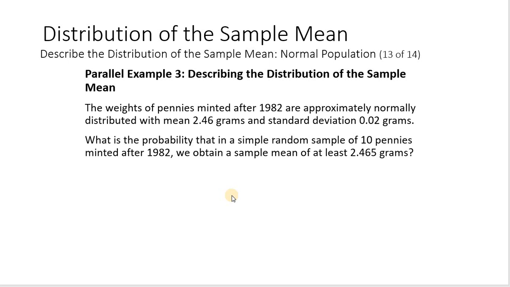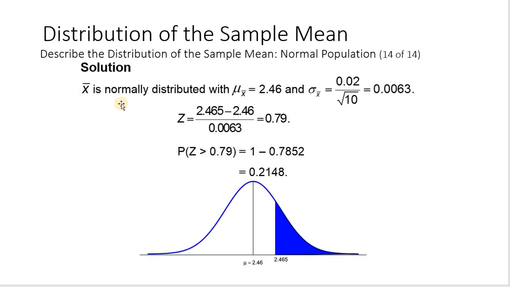Here is an example. The weights of pennies minted after 1982 are approximately normally distributed with a mean of 2.46 grams and a standard deviation of 0.02 grams. What is the probability that in a simple random sample of 10 pennies minted after 1982, we obtained a sample mean of at least 2.465? So to answer that question, first we need to find the mean and the standard deviation for the distribution of the sample mean of that sample.